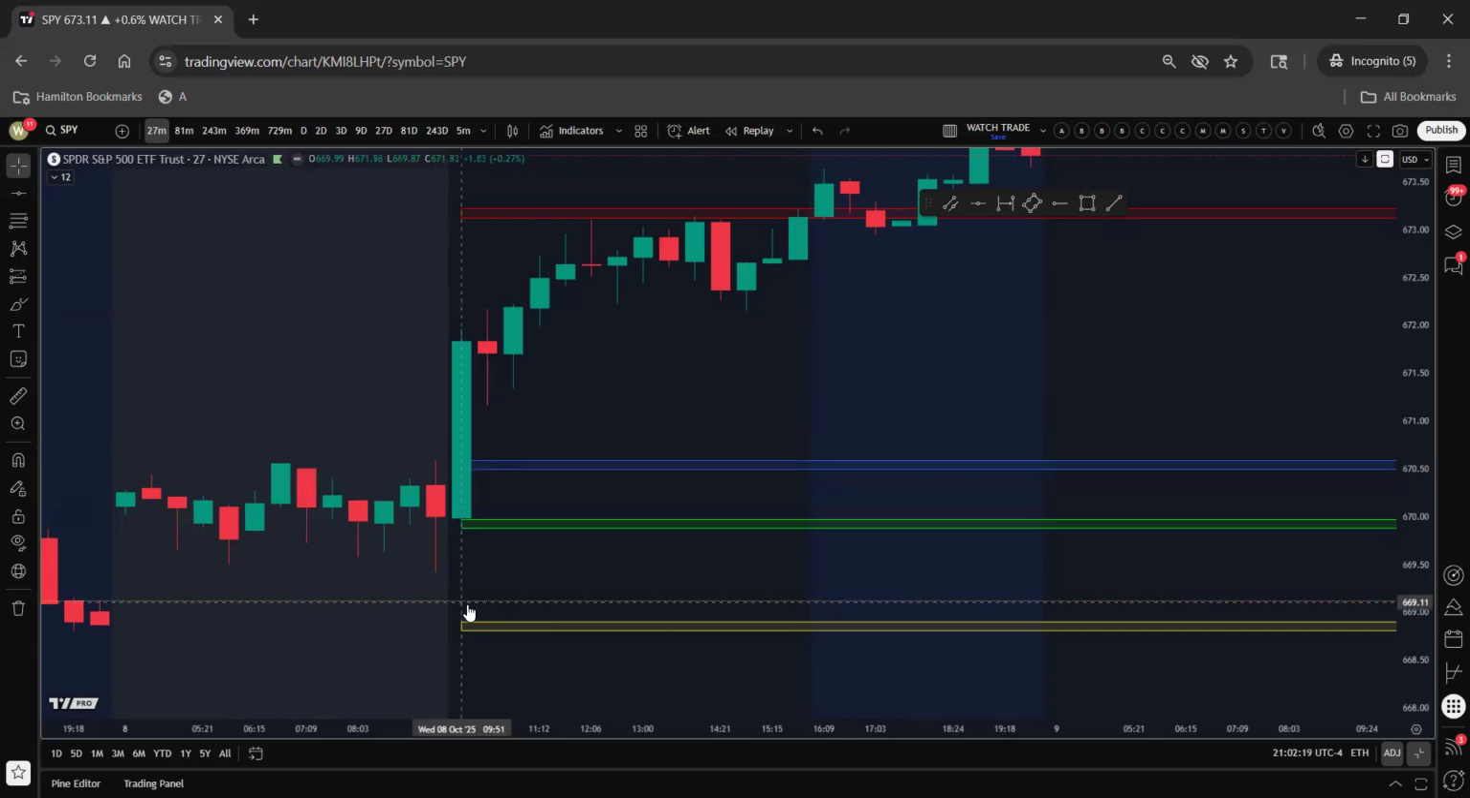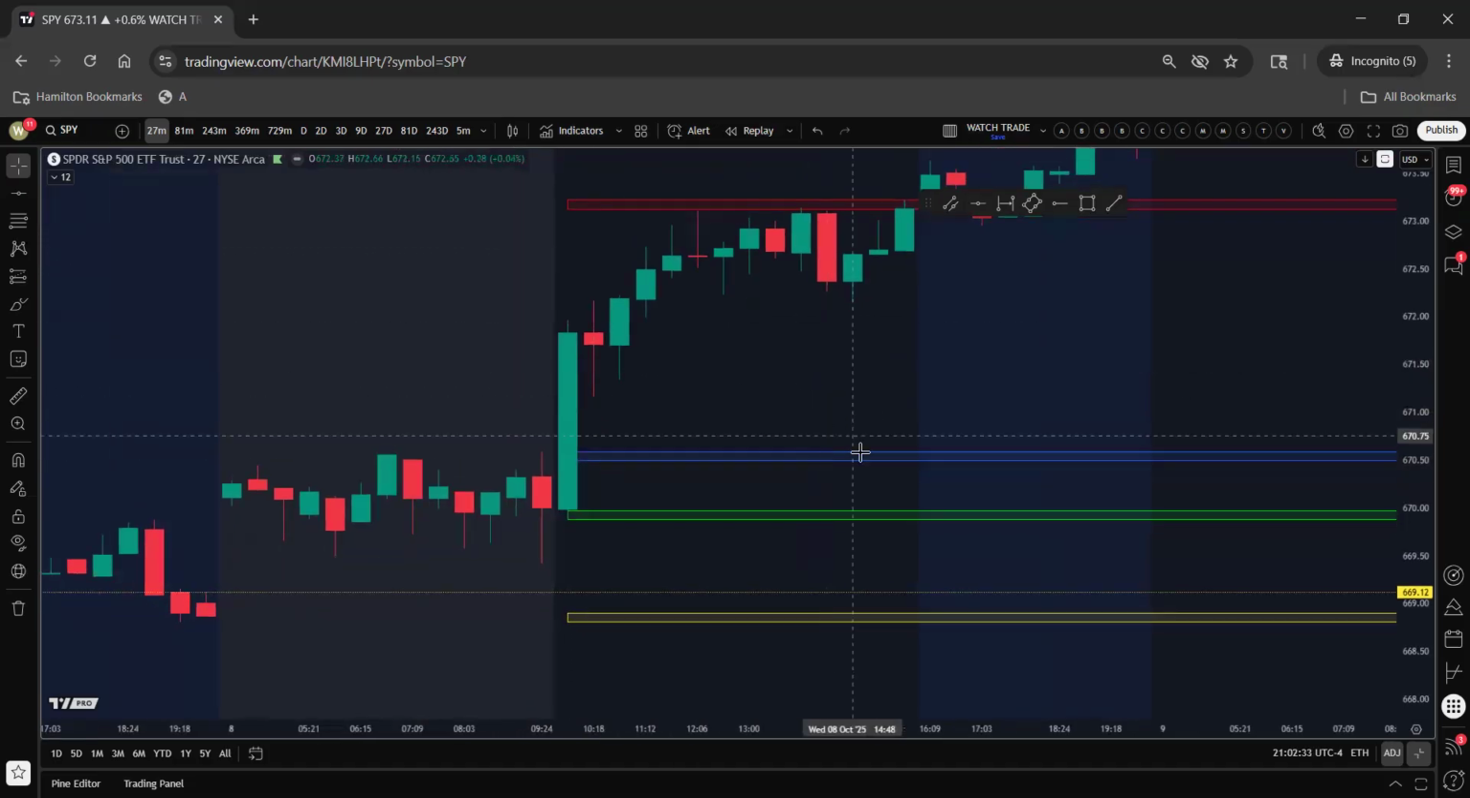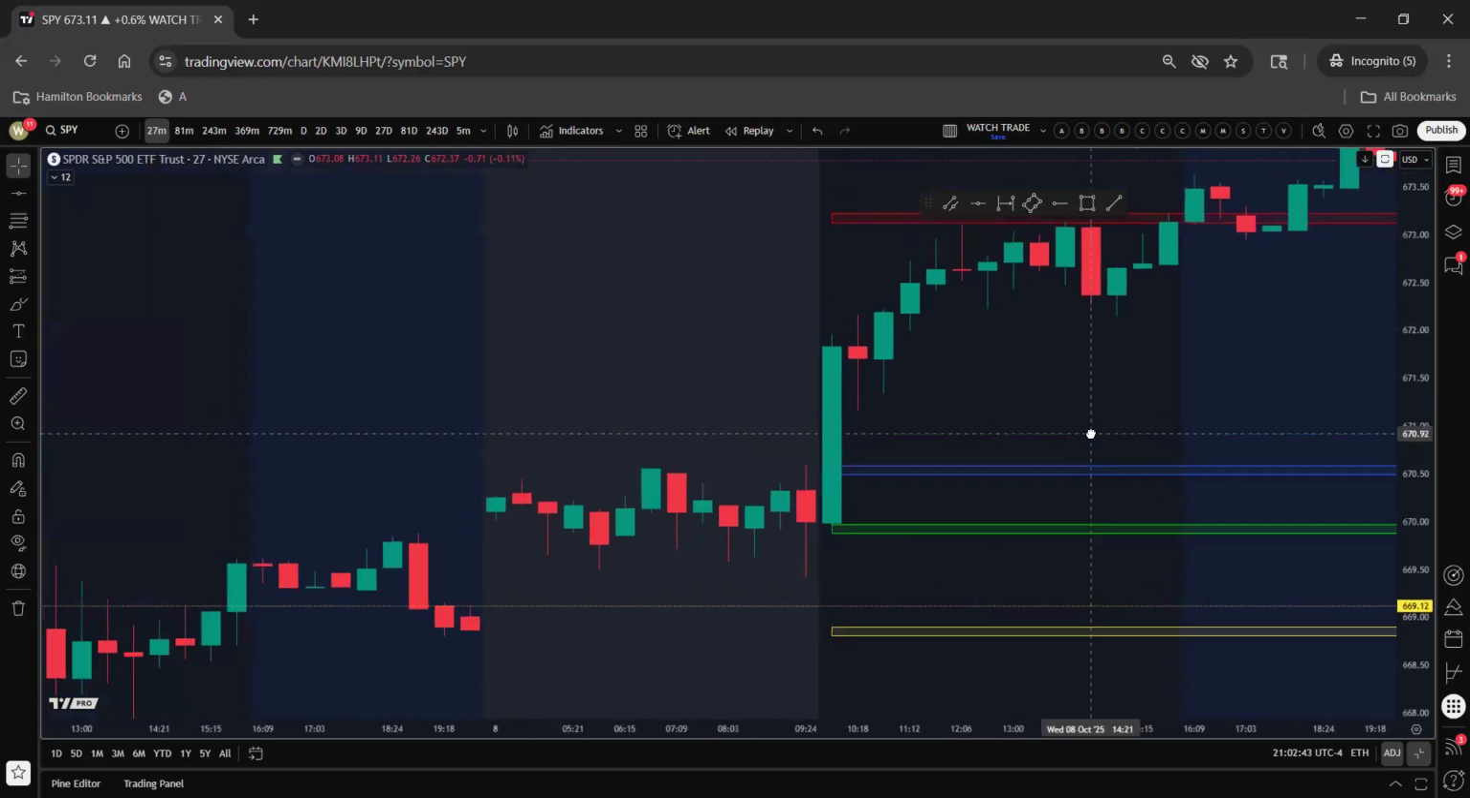So we opened up above pre-market support and after hours support, and price action immediately crossed above pre-market resistance. So it was an extremely bullish day. If it were to retrace, it would most likely retrace to pre-market resistance levels, which would then potentially become support.